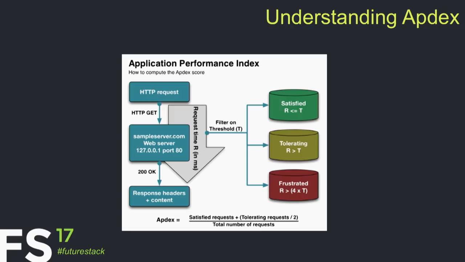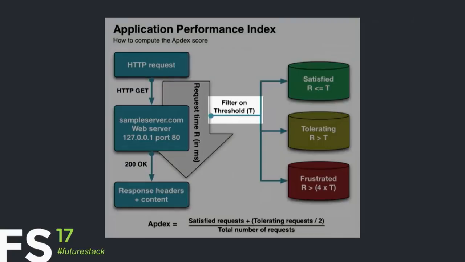So we evaluate all the incoming transactions. We look at a couple of things: the response code and the response time. Let's look at the response time scenario. We compare the response time of the transaction against a little t value, or threshold. All applications you deploy into New Relic start with a half second T value. If you don't change that, we'll use the half second as the T value, and then we compare the transaction response time against that.